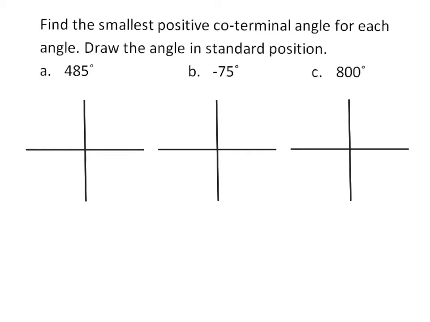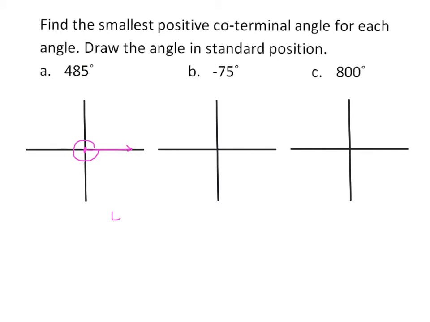Okay, so for these examples, we want to find the smallest positive, so no negative values here, the smallest positive coterminal angle for each angle that's shown. And we're going to draw the angle in standard position. So if you think about a 485-degree angle, that is an angle with its initial side on the x-axis here. This angle will travel all the way around to here, and that's 360. And now we have to determine how much further we need to go to get to 485.